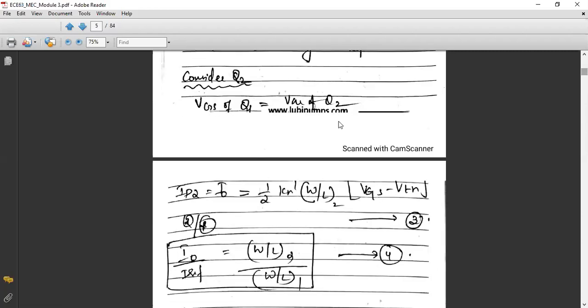So how are we going to find I0? I0 is nothing but ID2. Why ID2? Because we know that the output current is nothing but the current through the transistor Q2 or MOSFET Q2. So we have written ID2.